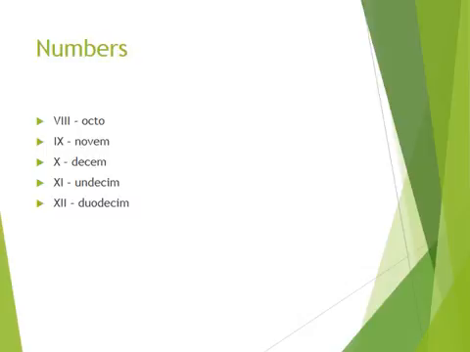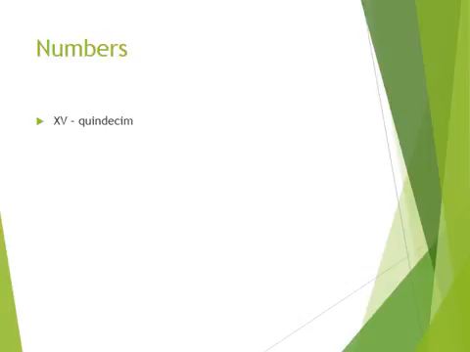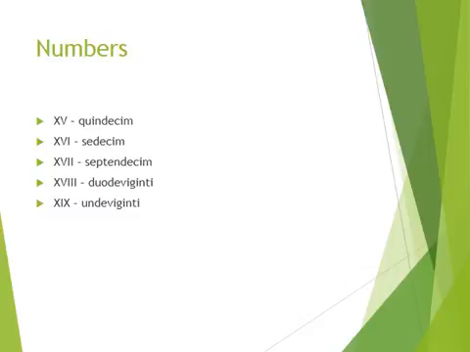12 is duodecim. 13 is tredecim. 14 is quattuordecim. 15, quindecim. 16 is sedecim, 17 is septendecim, and 18 is duodeviginti, which literally means 2 from 20, even though the Roman numeral is 10 plus 5 plus 3. And then 19 is 10 plus 1 from 10, so that's the Roman numerals, but then the word is undeviginti, which is 1 from 20, so 19. And then 20 is viginti.